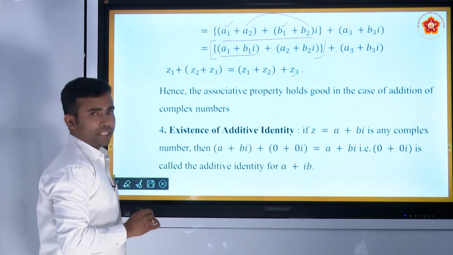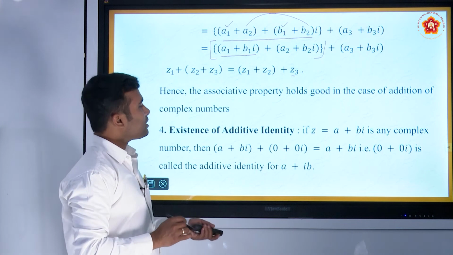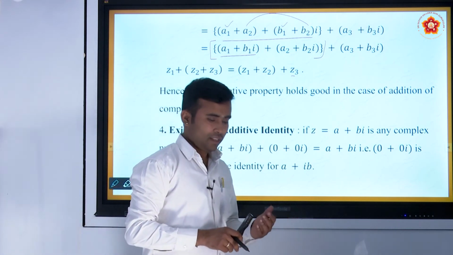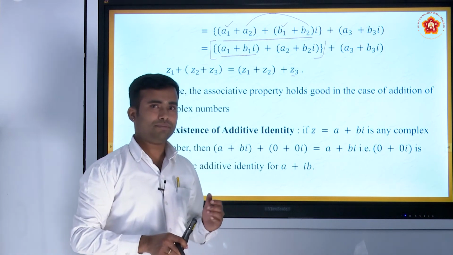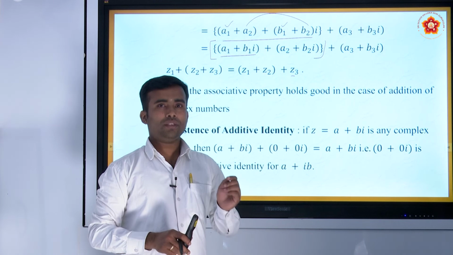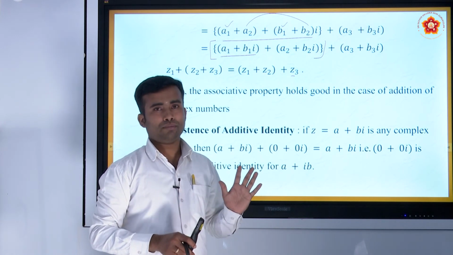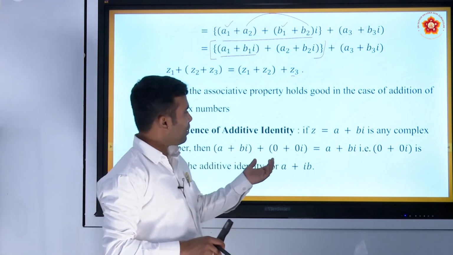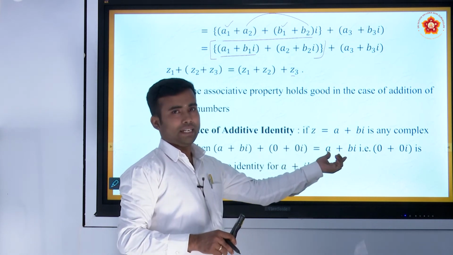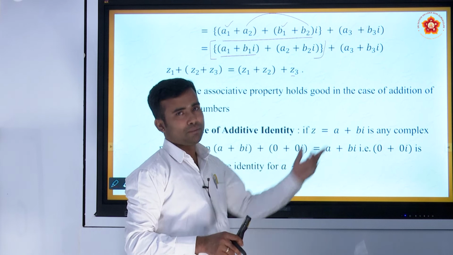And the next property is existence of additive identity. In case of real numbers, say 2 plus 0 is equal to 2. That means something we have to add to z, and after addition you will get z again. z here is a plus bi.